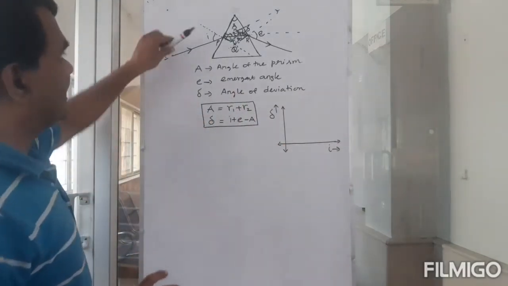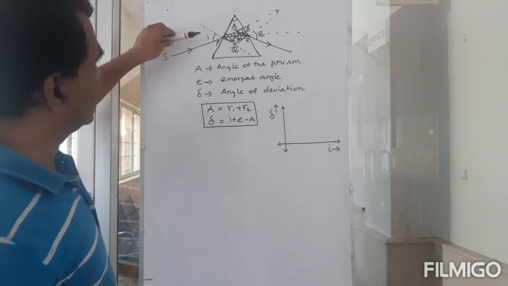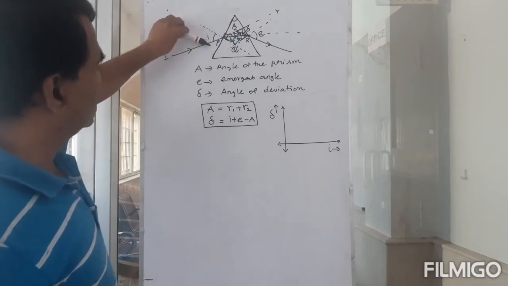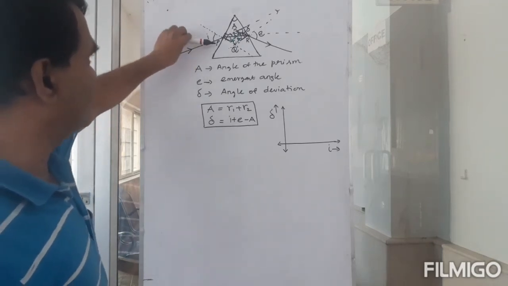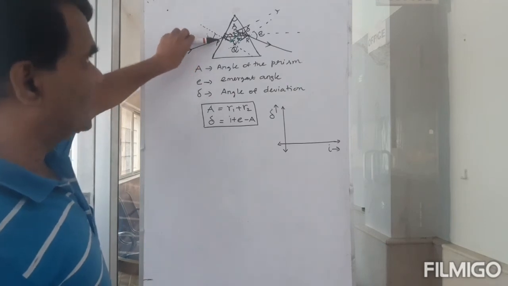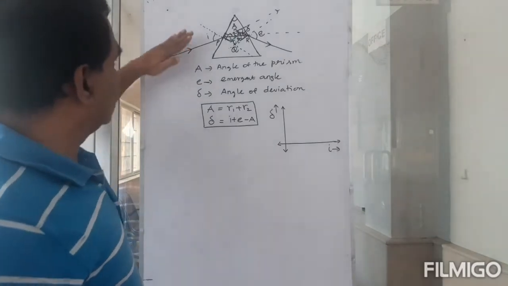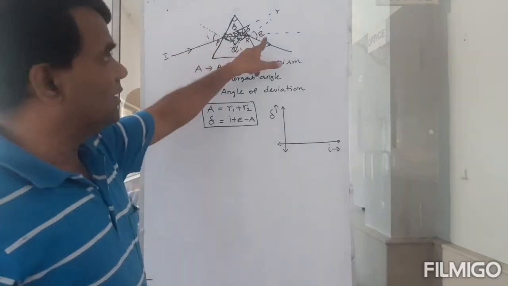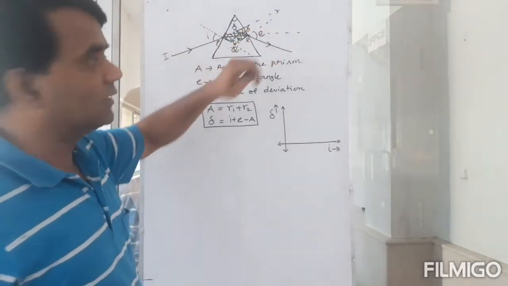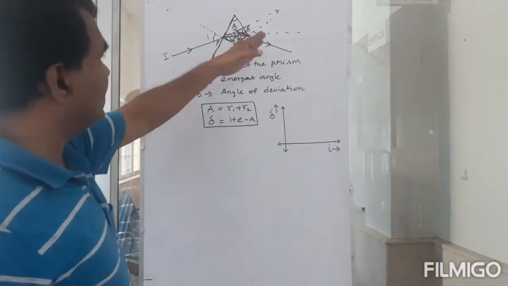Why? Because I can change this angle, right? I can always change the angle. I can bring it closer to the normal, and I can take it away from the normal, so I can change the angle of incidence. So I've just told you that if this is more, this will be less. We just said that. Okay, E will be less.